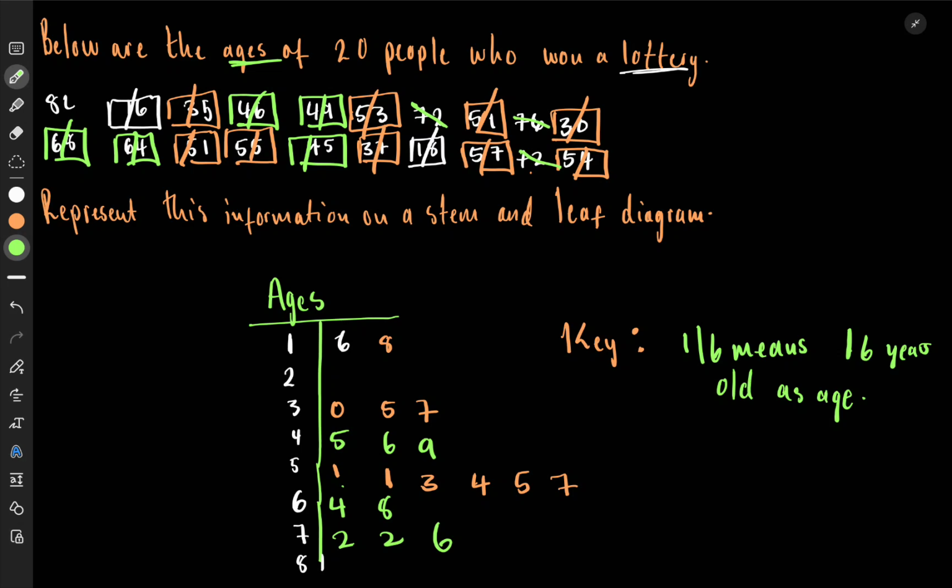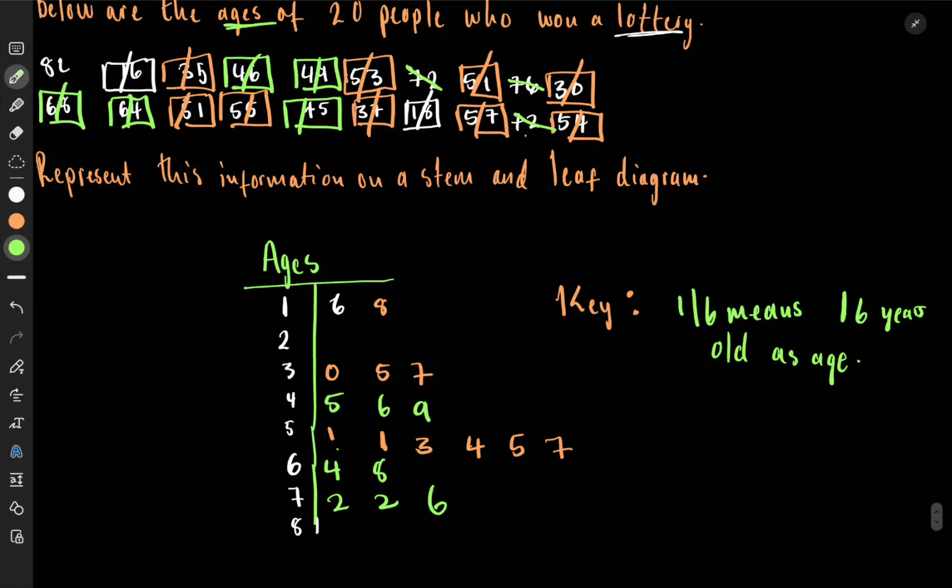Then 80s. I only have one 80-something. Is it 82 or 84? What value is that? Either way, I think it's an 82. So I'm just going to put it as an 82. And I'll be done with my stem and leaf.